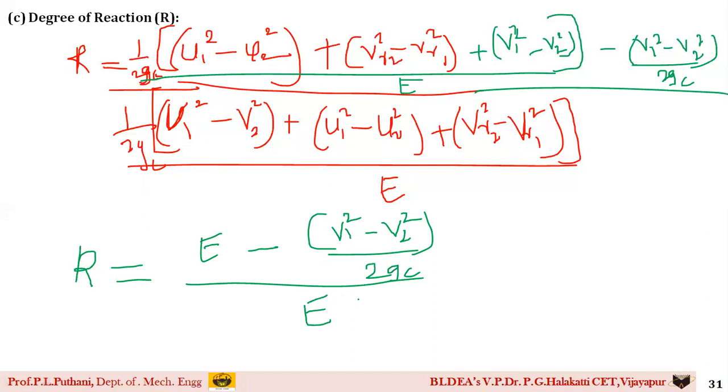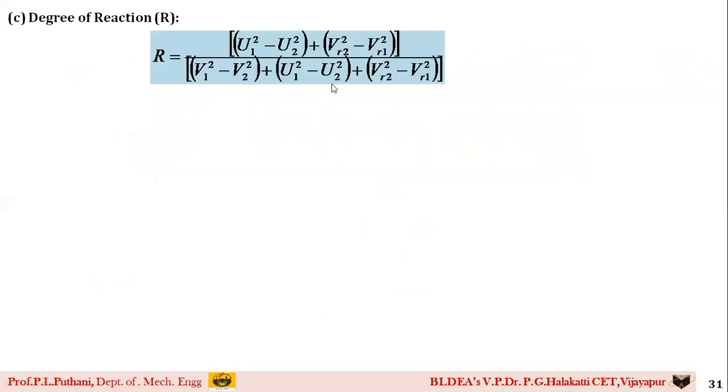Why I said this is, if in your solution step you have found the energy value E, and if you know V1 and V2, you can go directly for this equation. You can save your time. This is a small method you can remember for your competitive exams also. So you can use either this equation or the generalized degree of reaction equation, no problem.